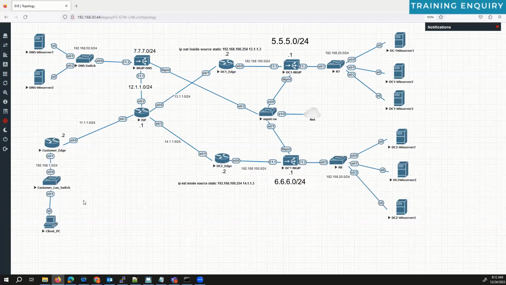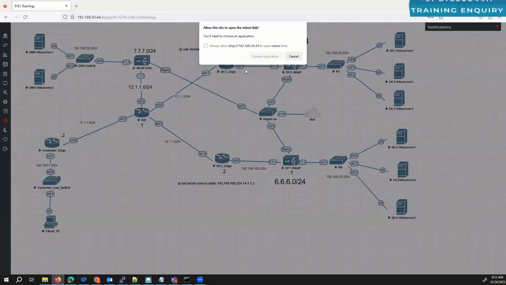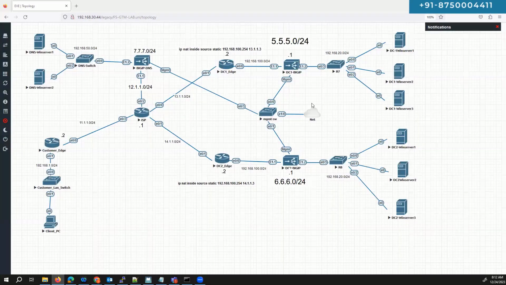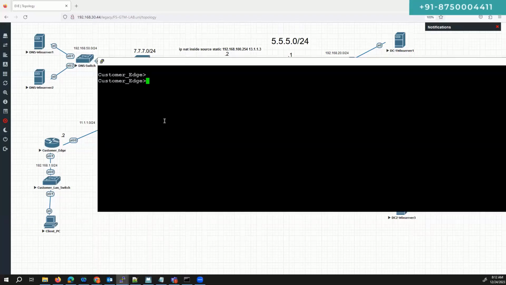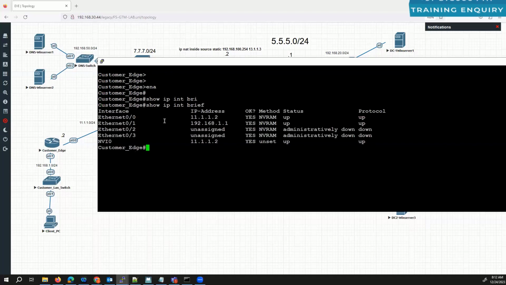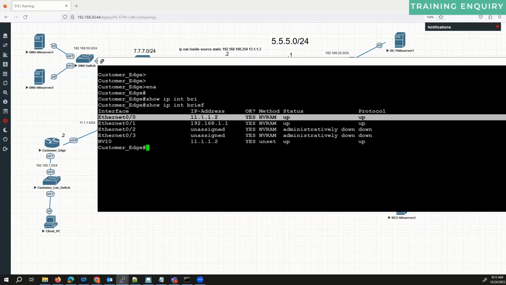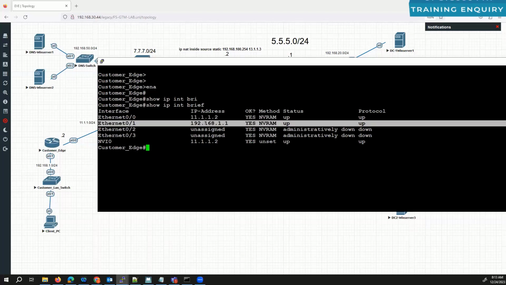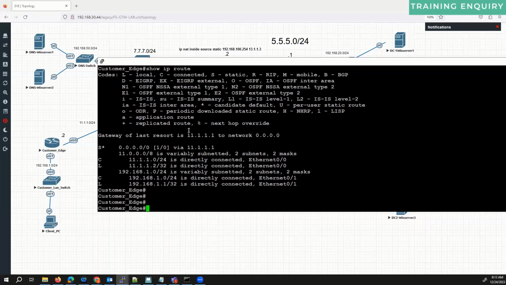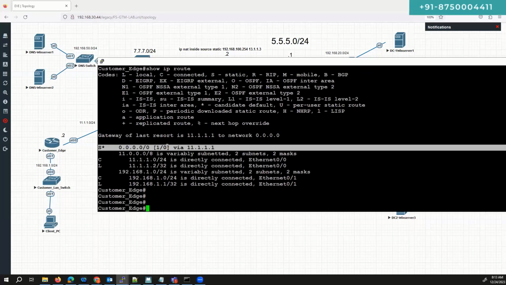Then the customer edge: it has one public IP address that it got from the service provider. If you look at show ip interface brief, Ethernet 0/0 contains the public IP address 11.1.1.2/24, and 0/1 has a private IP address. Then we added a static default route here. In show ip route, you can see a static default route pointing towards the internet.